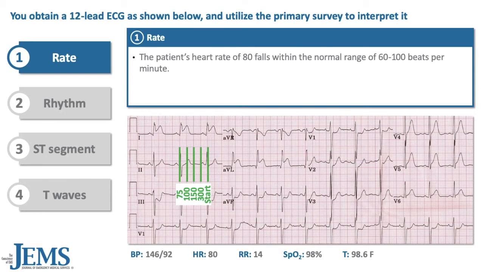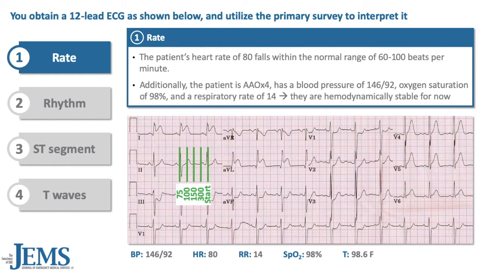Now, to tell if the patient is stable or unstable, we'll need a set of vital signs. We can see that this patient is awake, alert, and oriented times 4. They have a blood pressure of 146/92. They're satting at 98% and have a respiratory rate of 14. So since the patient has a rate in the normal range, is hemodynamically stable as evidenced by his blood pressure, the patient can be considered stable, at least for the time being, with no intervention necessary in regards to the rate at this time.